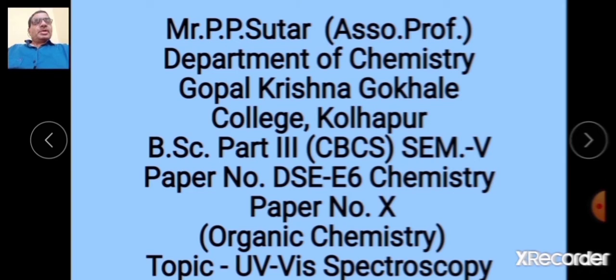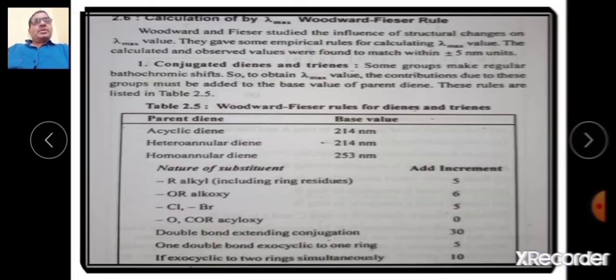Students, we are studying UV visible spectroscopy, and today we are going to learn how the lambda max value is calculated by using Woodward-Fieser rules. Woodward and Fieser studied the influence of structural changes on the value of lambda max, and they gave some empirical rules for calculating lambda max value. Now, students, we are going to see these rules in detail. The values calculated and observed were found to match within plus or minus 5 nanometer units.